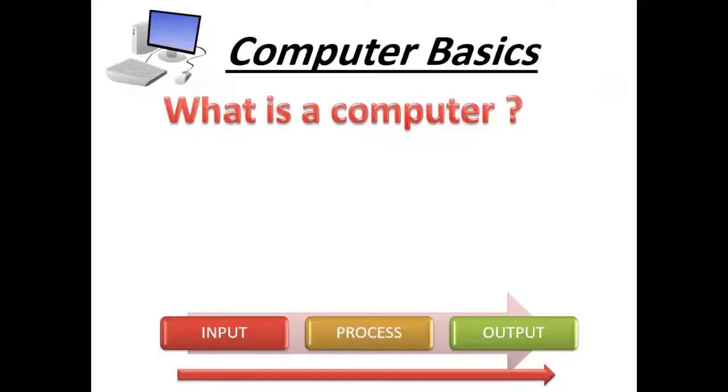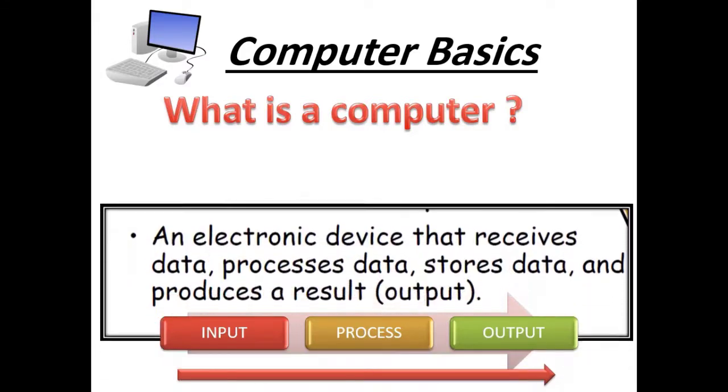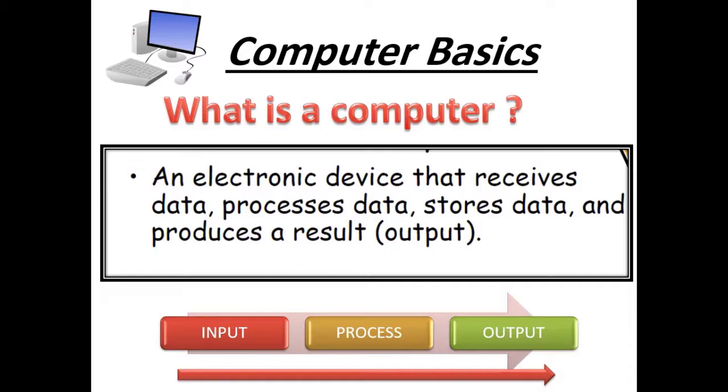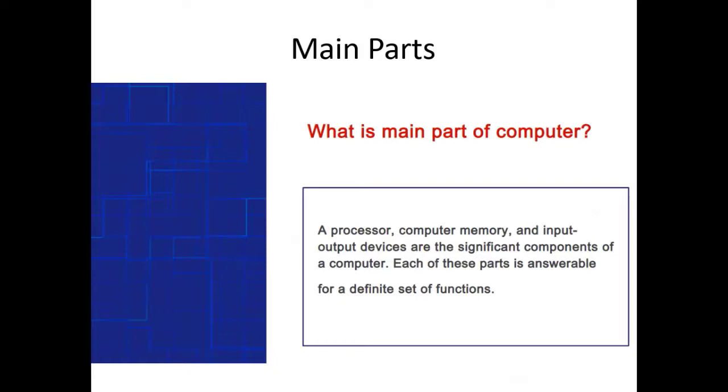In the previous lesson, we talked about some of the computer basics, and we described what a computer is: an electronic device that can receive and process data, store it, and produce for us a result, which is the output. And we explained the main parts of the computer. The main thing is the processor, the mind of the computer, and we talked about the computer memory as well, and about the input and the output devices.